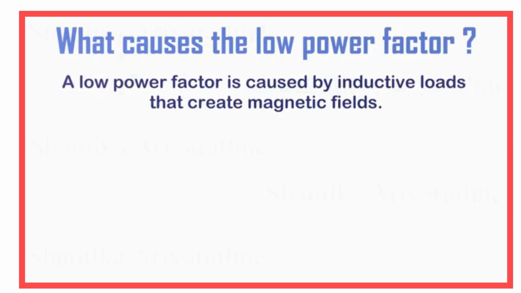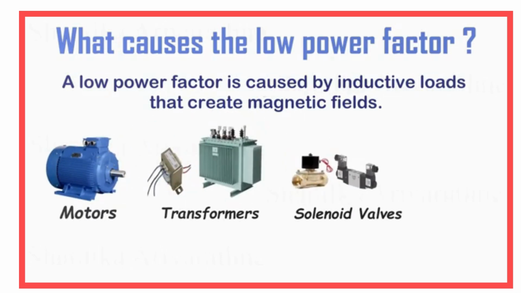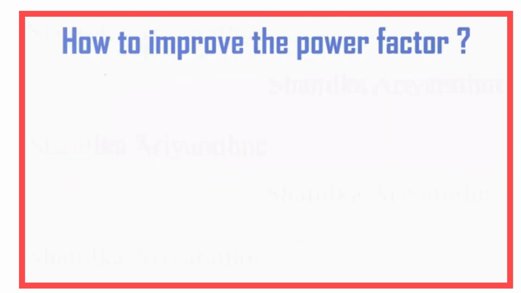Most of the time, a low power factor is caused by inductive loads connected to the power lines. Inductive loads like motors, transformers, solenoid valves, and relays draw reactive power, which creates a magnetic field but does not contribute to actual work. How to improve the power factor?